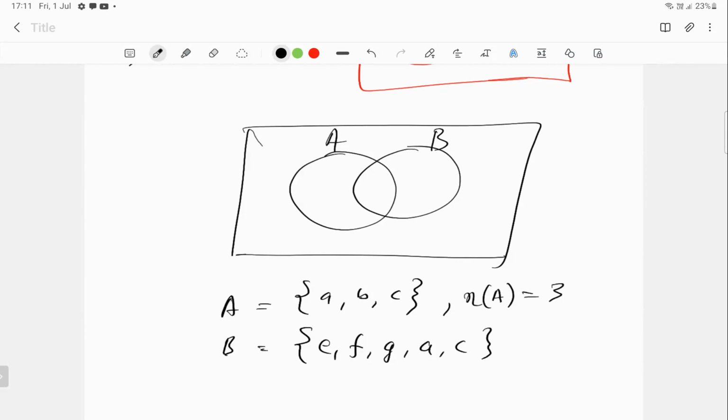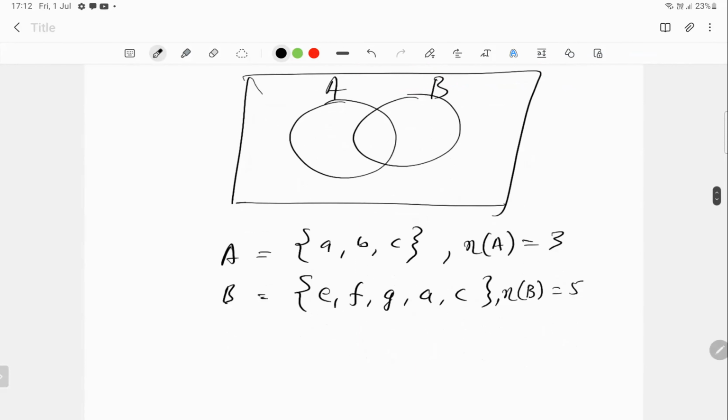Now if we are saying these are number of students and these are number of chairs, then N(B) will be how much? You tell me, Yoshal Babu. N(B) is 5 because there are 5 elements in here. Okay, now tell me first A intersection B. How many? A and C, right?